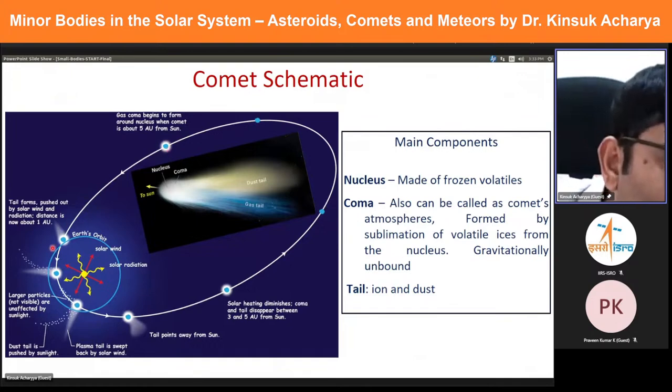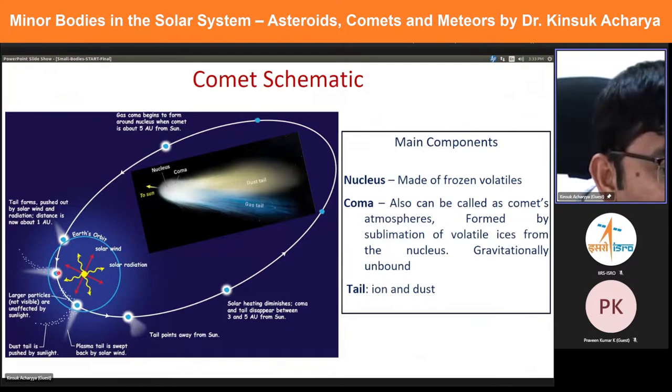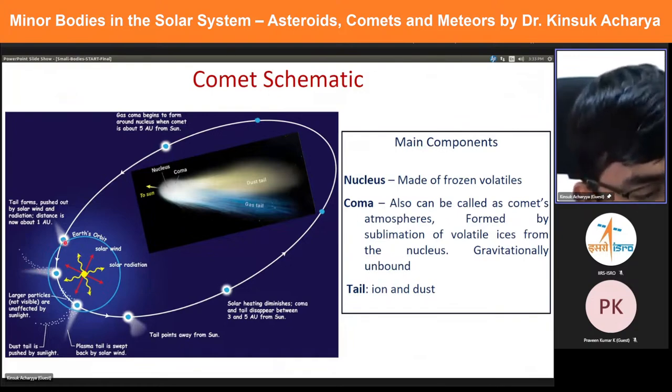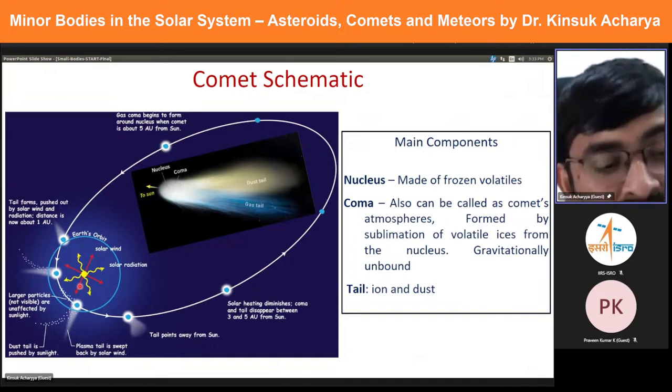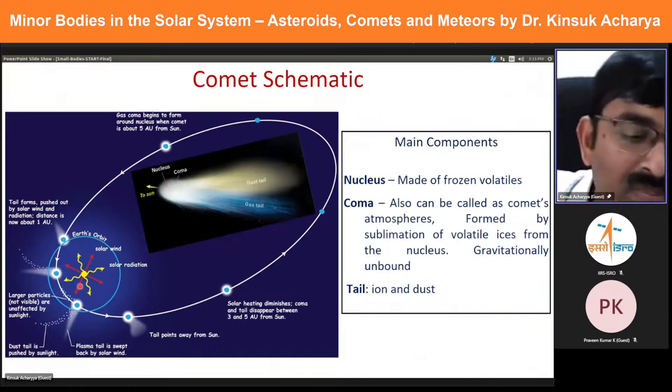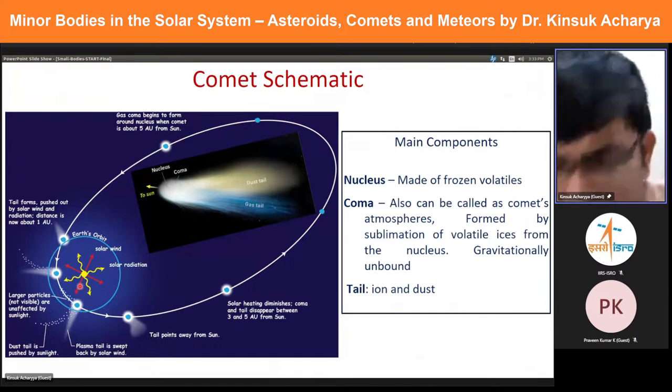Now when they come below 1 AU or so, you can see that it forms basically two tails. One is the dust tail, and one is the ion tail. Once they cross the solar system and go far away, they become an icy ball again. Here you can see the atmosphere forming in front of your eyes, so it's actually a laboratory to study various atmospheric processes.